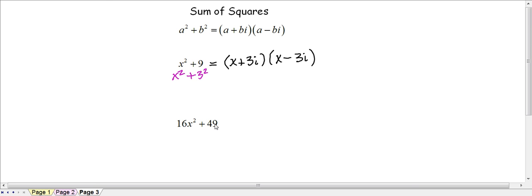Another example, 16x squared plus 49. Okay, we can think of 16x squared as 4x squared, and 49 is 7 squared. So using our model for the sum of two squares, we get that this factors as 4x plus 7i and 4x minus 7i. And that's all there is to factoring a sum of squares over the complex numbers.